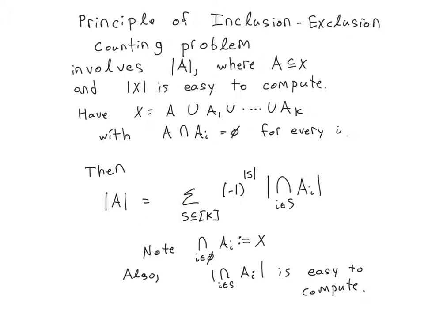And in practice, this principle of inclusion-exclusion is used whenever these intersections are easy to compute. Sometimes the problem you're interested in solving is hard to compute, but you can write it as an alternating sum of things that are easy to compute. And we've already seen a few examples of that.